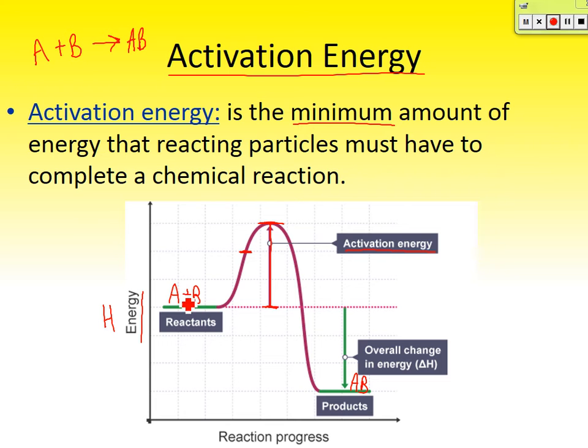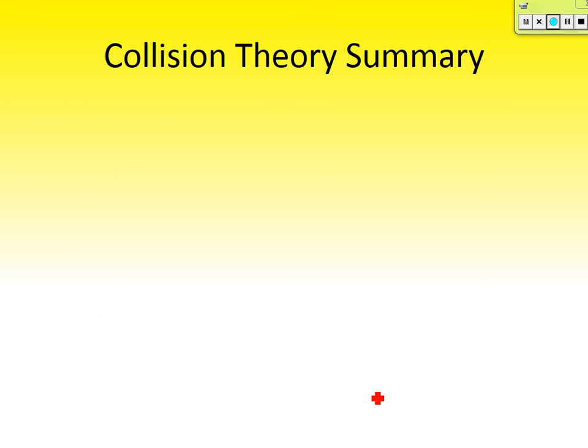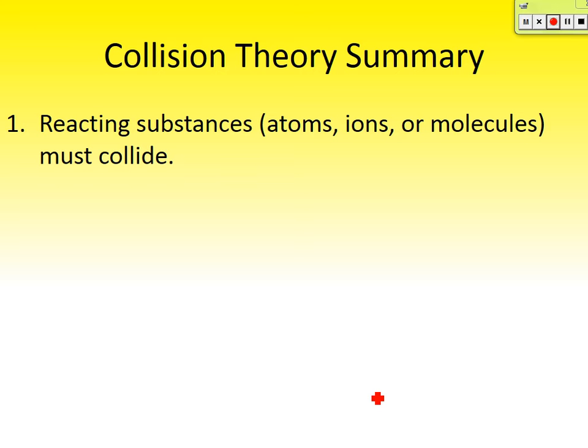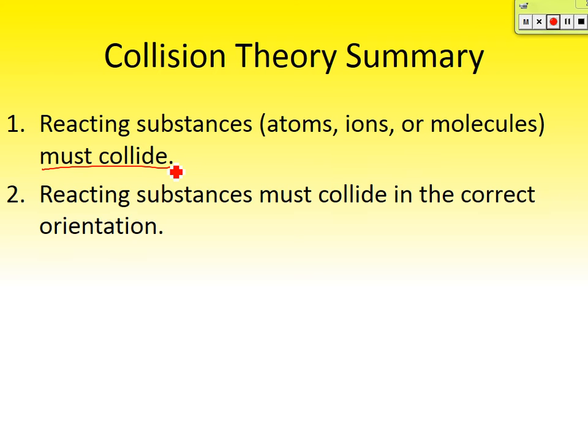The reactants must hit each other hard enough in order to overcome the activation energy, and then it will form the products. Okay, so let's summarize collision theory. Number one, the reacting substances, whether they're atoms, ions, or molecules, must collide. They have to hit each other. If there's no collision, there will be no reaction. Step two, not only must they collide, but they must collide with the correct orientation, or otherwise they might just bounce off of each other and no chemical reaction will occur.